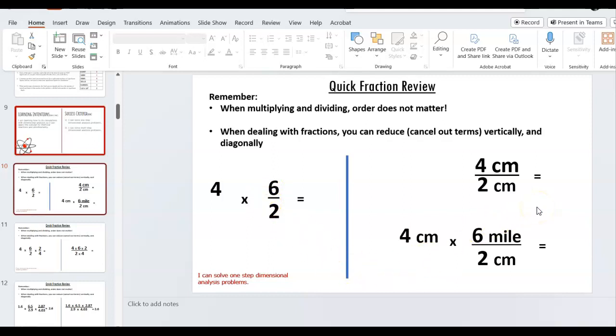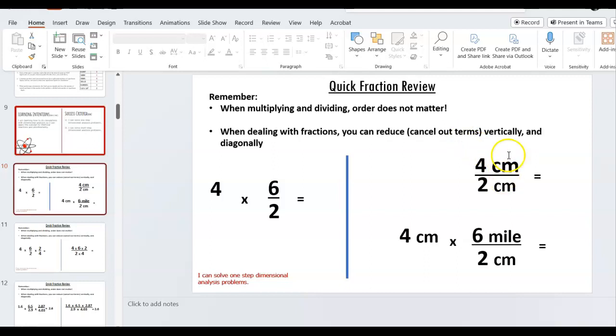On the right-hand side, same thing is true when we're dealing with units. So it doesn't matter order, but we can cancel units where we're not going to cancel numbers. Now you could reduce numbers, but we're going to use a calculator to do that work for us. But we are going to have to cancel units by hand because calculators don't do that for us. And so we can cancel units. So again, the second bullet point here, you could reduce or cancel out terms or units vertically and diagonally.